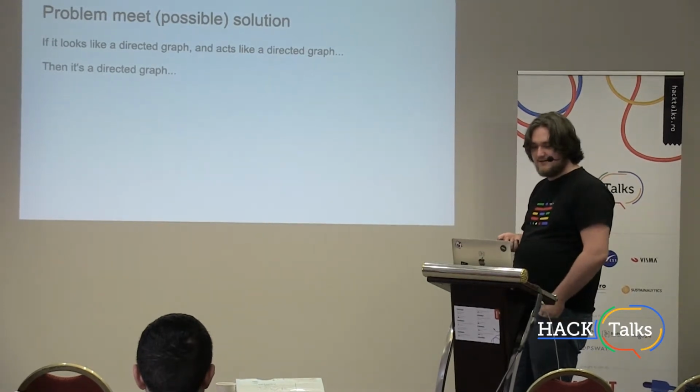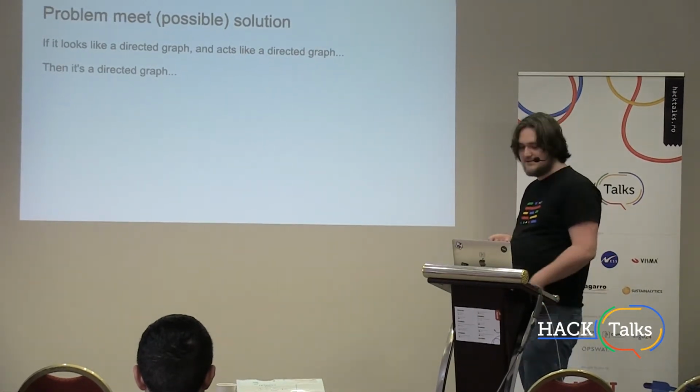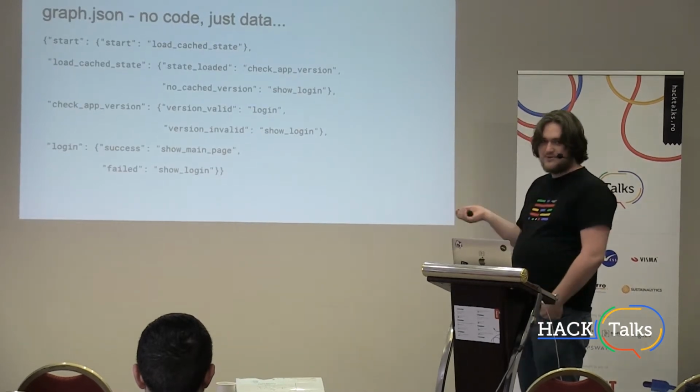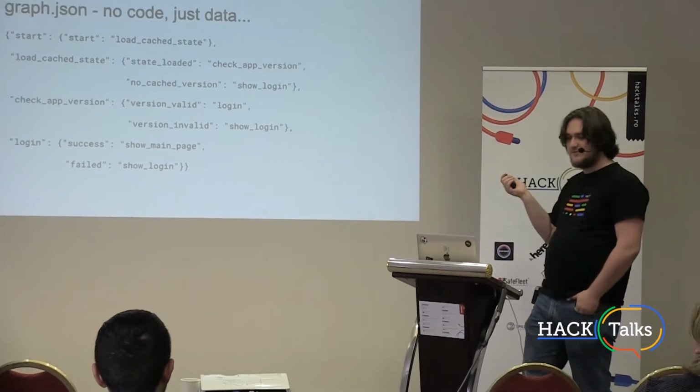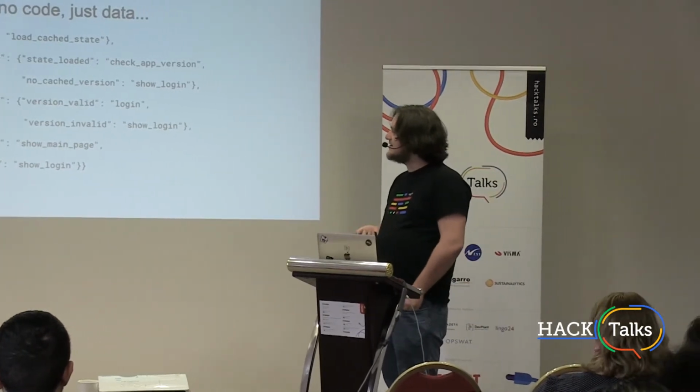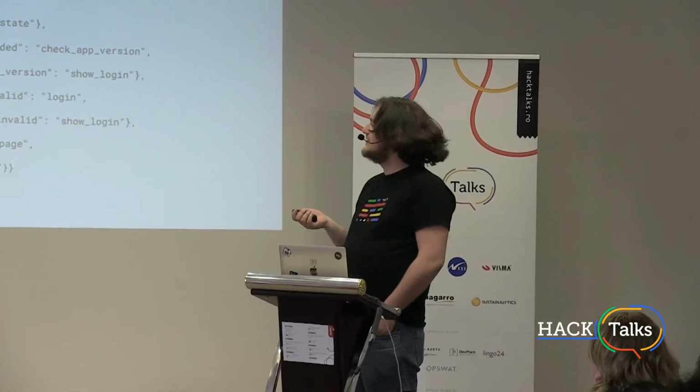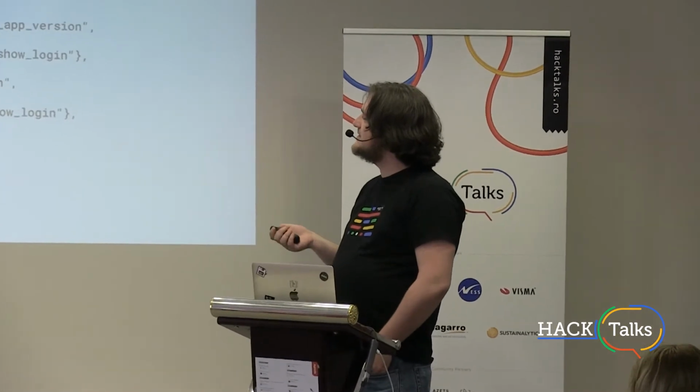Basically, if it looks like a directed graph and acts like a directed graph, it probably is a directed graph. So why don't we just encode the graphs we've seen before, the slightly less complex example, in JSON? You have the start, it loads the cache. Load the cache can go into two possible places: state loaded or no cached version. If there's a cached version, it checks the app version. If it's valid, then it logs in. If it logs in successfully, it shows the main page. We just encode a simple data structure, just two levels deep. This perfectly encodes that graph.